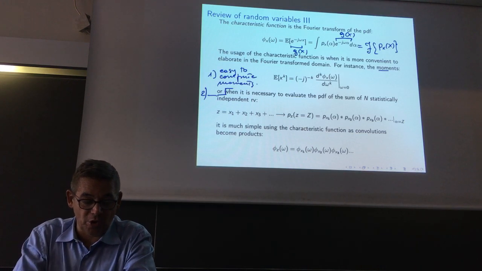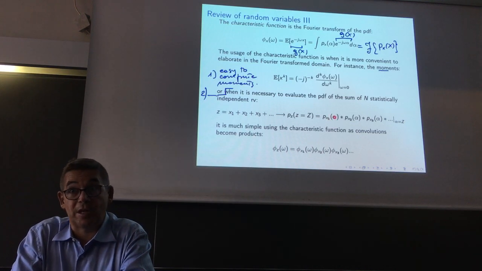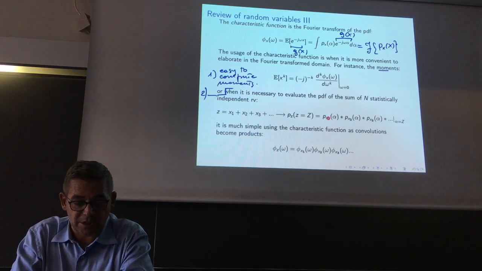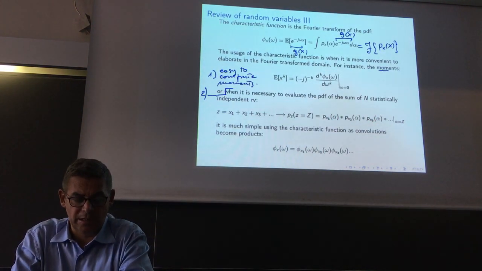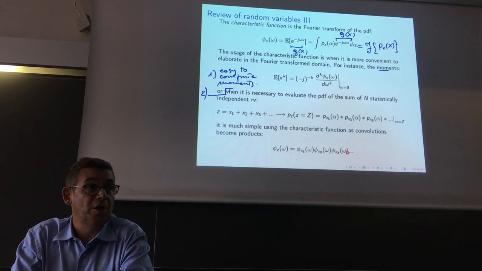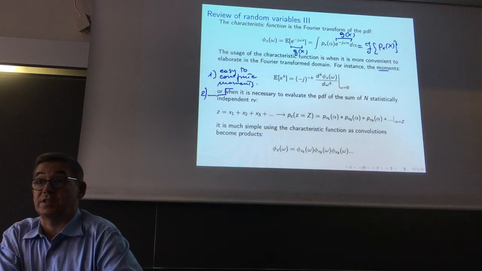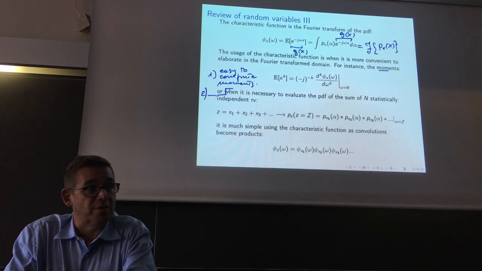It's convenient, because we know that anytime I work in the Fourier domain, convolution becomes a product. So if I need to calculate these convolutions, which in some cases feel complicated, it might be easier to calculate the convolution as a product of the Fourier transforms, which is the product of the characteristic functions.